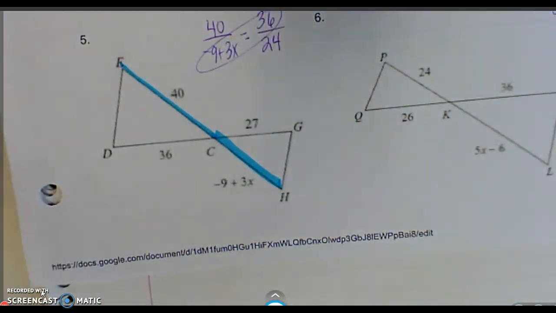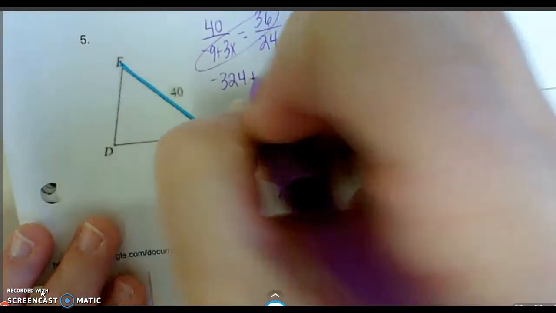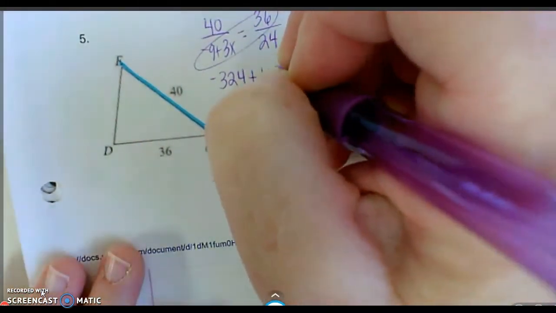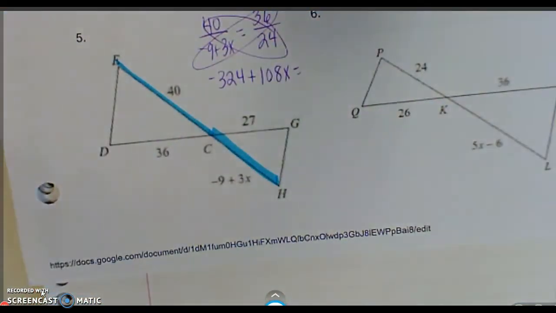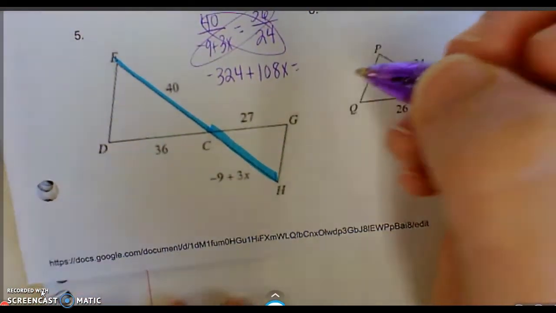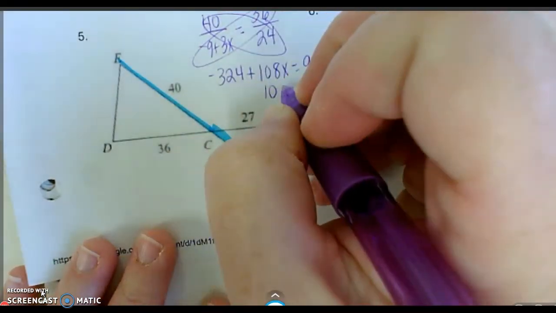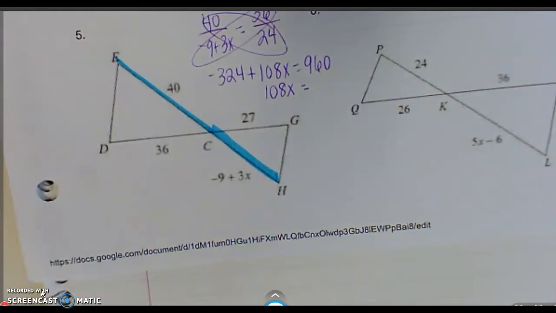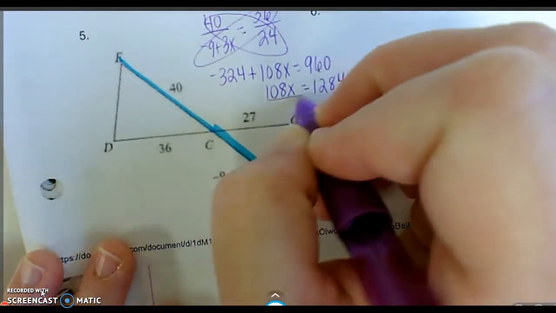Negative 9 times 36 is negative 324. 3 times 36 is 108. Okay, and then I'm going to do 40 times 24. And I'm going to add 324 on both sides. And then I'm going to divide by 108.